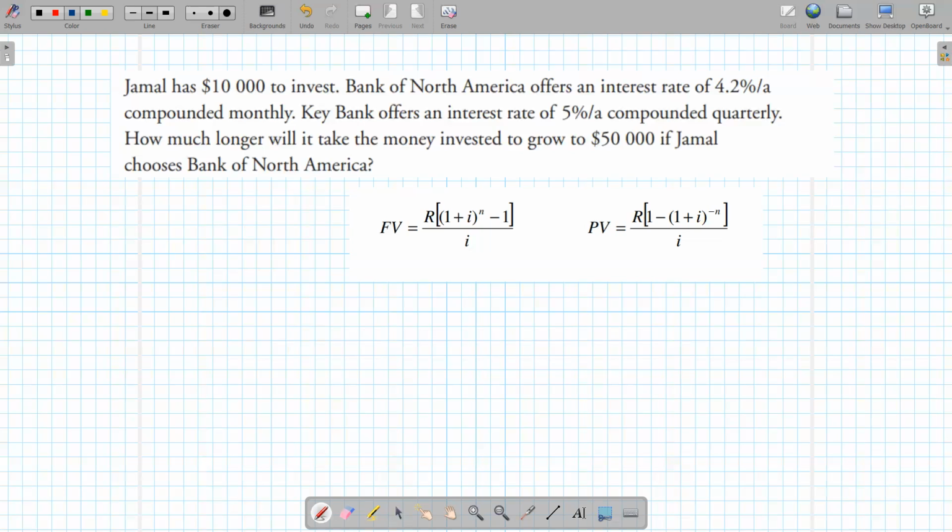Look at this. FV and PV both use R. What is R? The amount of money you put in every period, whatever that is, week or month. Is this guy putting in 10,000 every week? No, he's not. He's not putting in 10,000 every week. That is not R. So this is not a future value or a present value question.